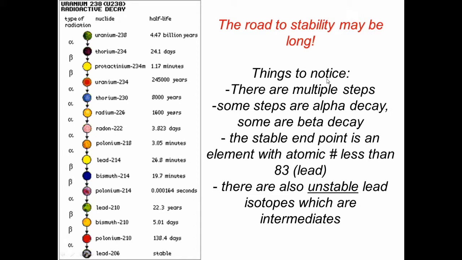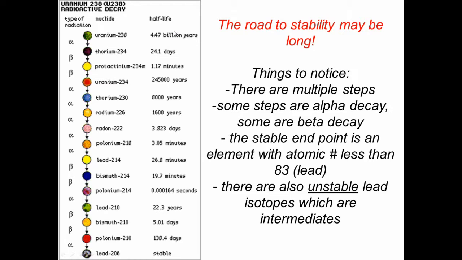Sometimes the road to stability is long. Check this out. This is an actual decay chain for uranium-238. This is what happens. Uranium-238 undergoes alpha decay, and then a beta, and then another beta, and then an alpha, an alpha, an alpha, an alpha, an alpha, and then a beta, a beta, an alpha, a beta, a beta, an alpha. And this is how long it takes for half of the amount of atoms to decay.